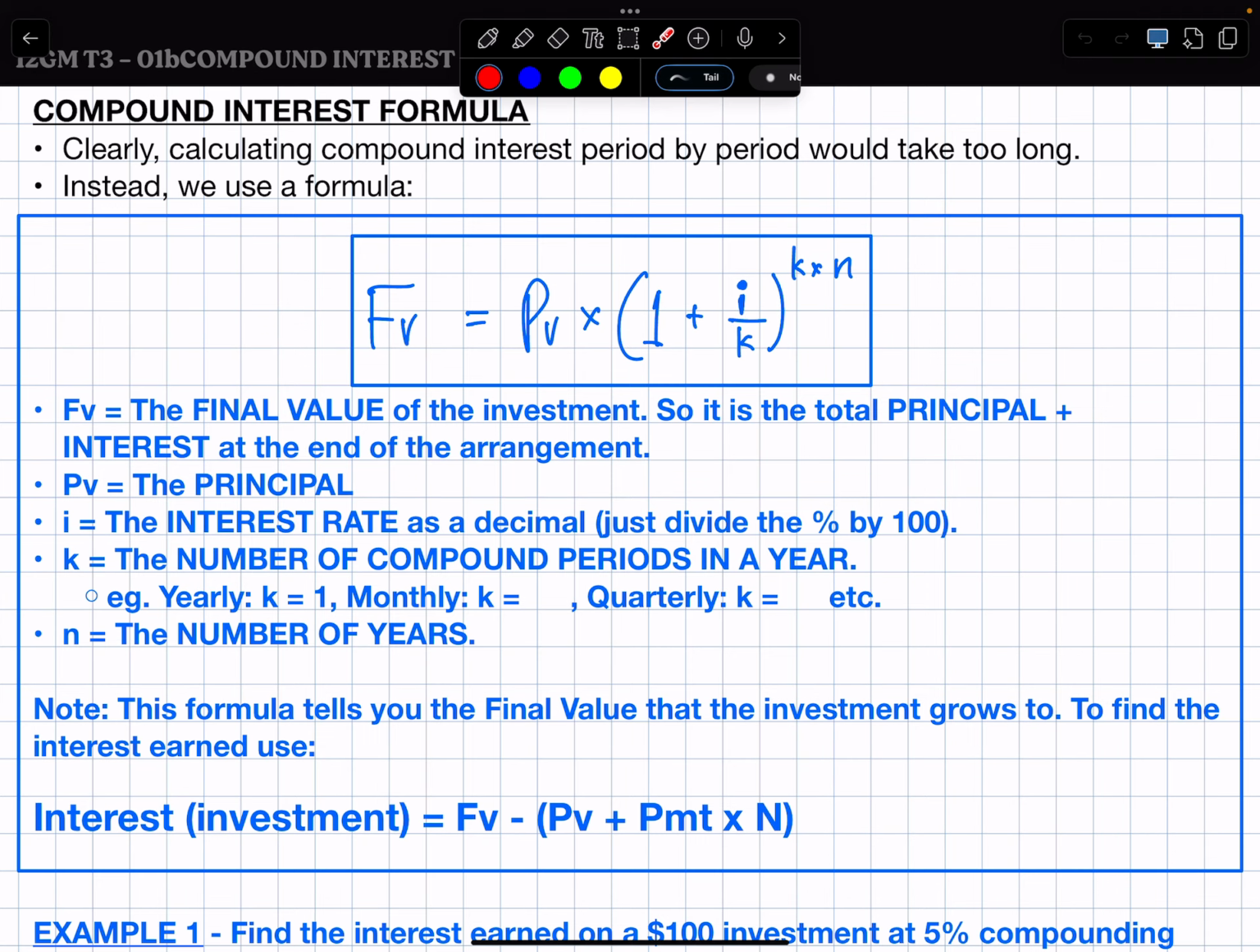The compound interest formula, because it's slightly more complicated and has to deal with compound periods, looks like this. FV equals PV times, in brackets, 1 plus i divided by k, and everything in the brackets is raised to the power of k times n. Can you get the formula down, please, for compound interest? That was an i or a 1, sorry. This one is a 1, yep. But this is a small i.